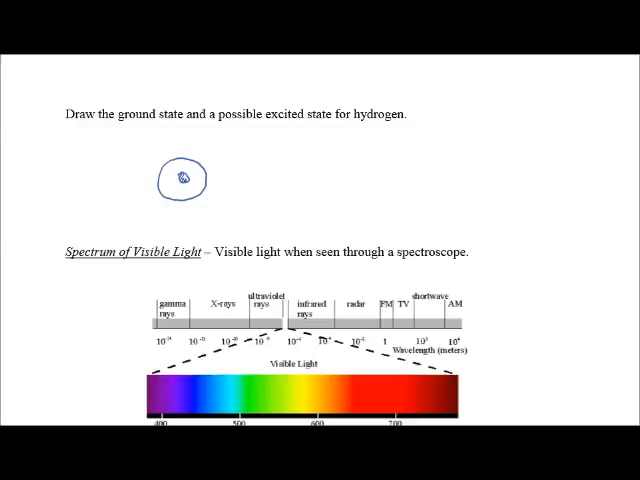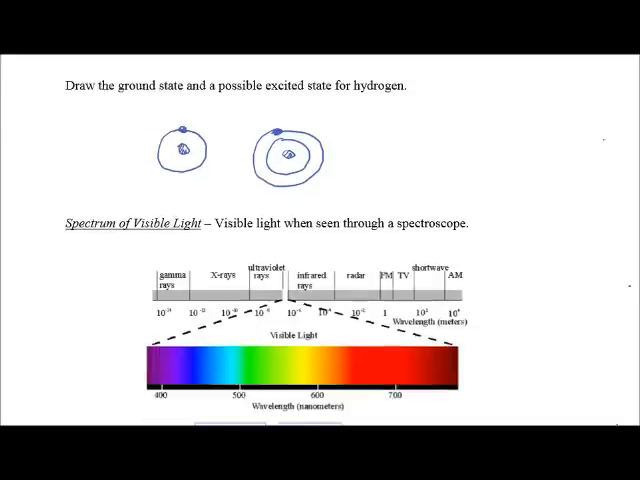Hydrogen's atomic number is 1, so it has 1 electron. In the excited state, the electron can absorb energy and move to a farther out shell. So this could be a possible excited state where it jumps out a shell.